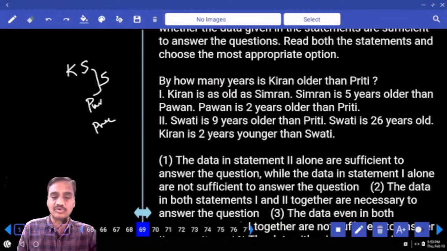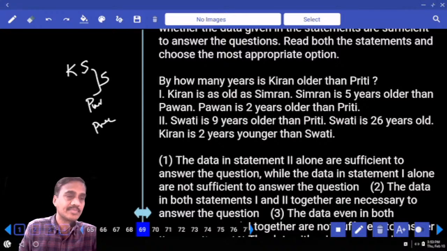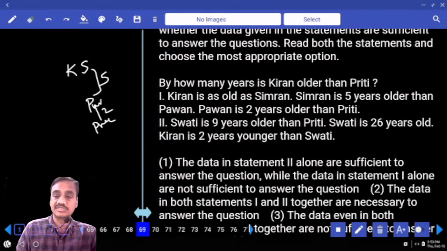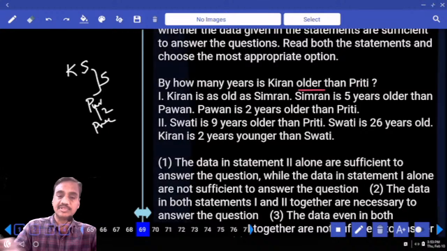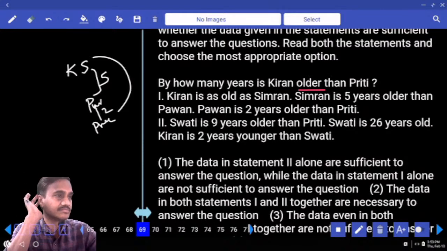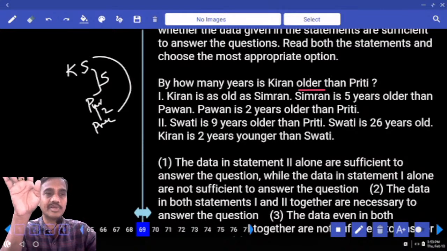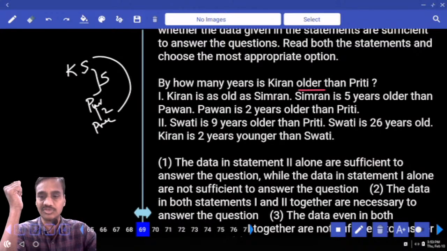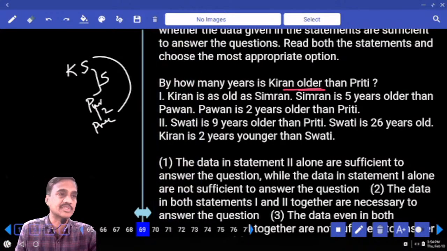Now are you getting any answer here? How many years is Kiran older than Preeti? Pawan is 2 years older than Preeti. Now, how many years is Kiran older than Preeti? Kiran is 5 plus 2, 7 years older. And what is the age of Kiran? The age of Kiran cannot be identified. But the question is what? How many years this person is elder to this person? Seven years. Clear now? Hence, one alone is sufficient in this case.